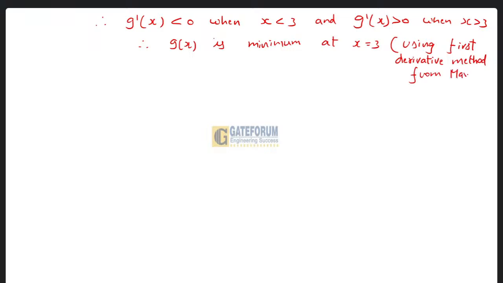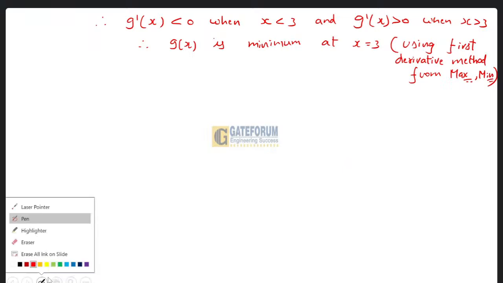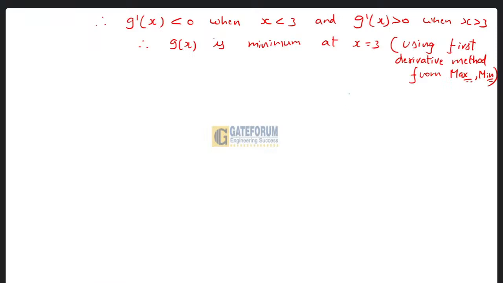From maxima and minima, I will show the diagram. See, x-axis, y-axis. Let us take a curve. This is the corresponding point P, and the corresponding x value, say a. This is the 3. So this is the curve, f(x).